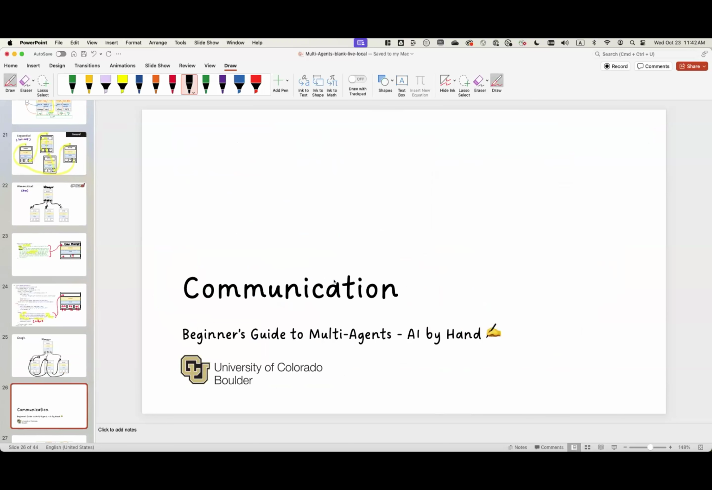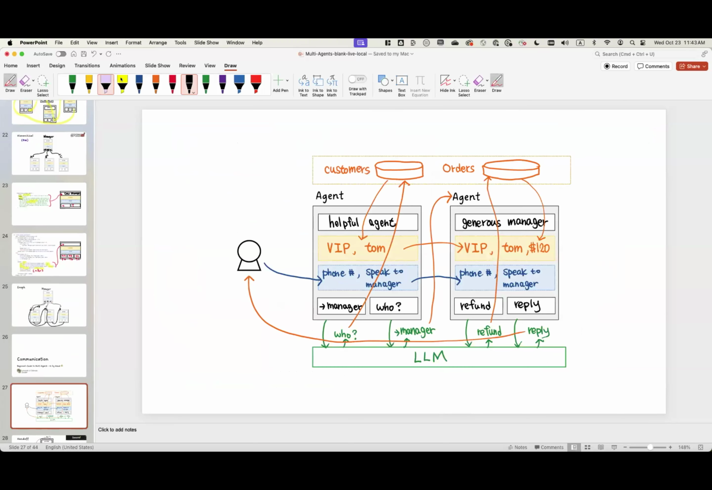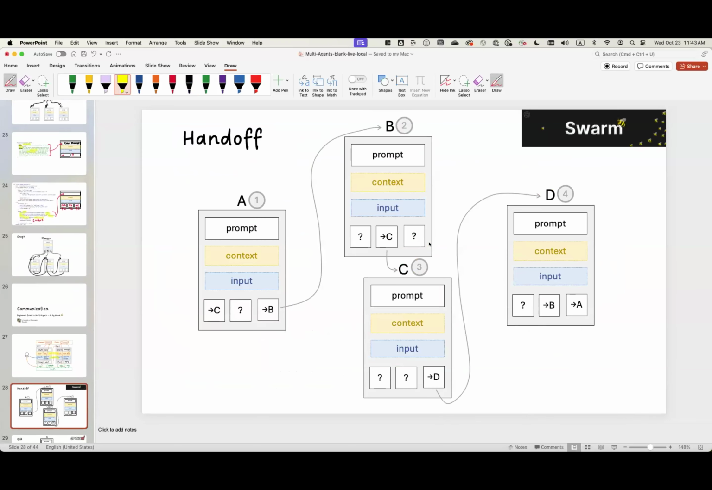And let's talk about communication. We looked at this example. Where does communication happen? Is it in this relationship? What are other patterns that can be used that we have seen? Going back to Swarm, we have a linear sequential process, one after the other, but when that happens, one really natural way to communicate between the agents is to do a code handoff.